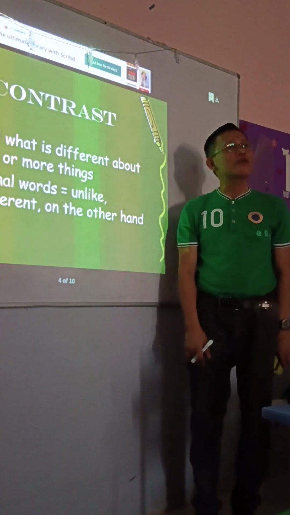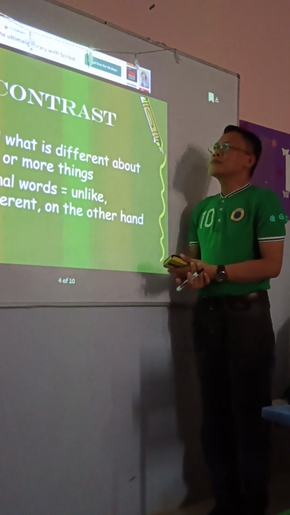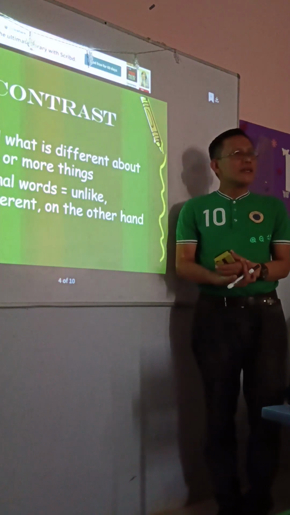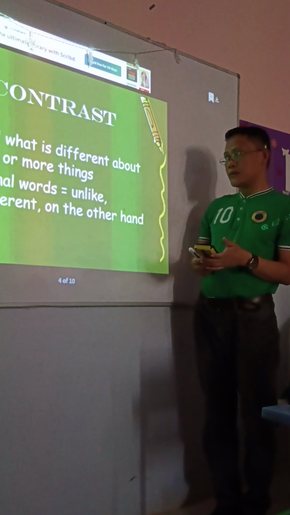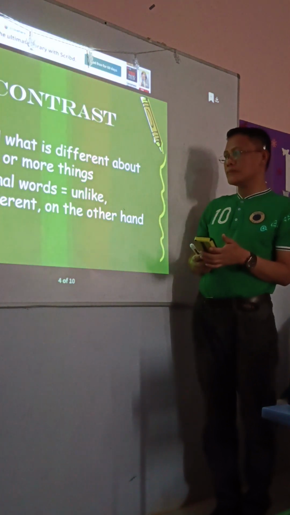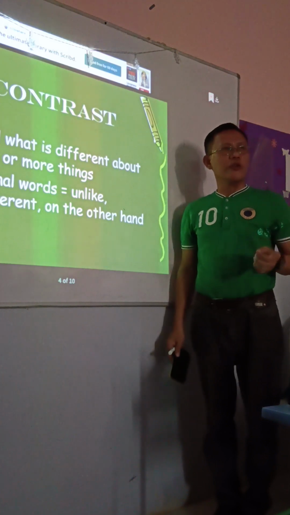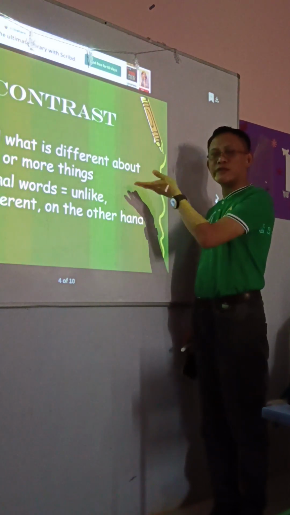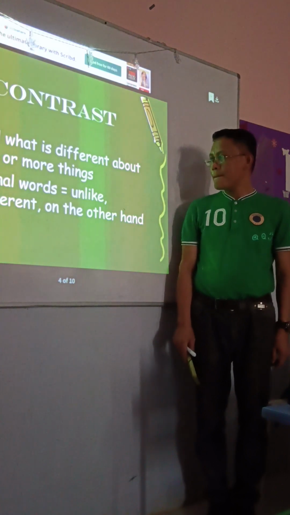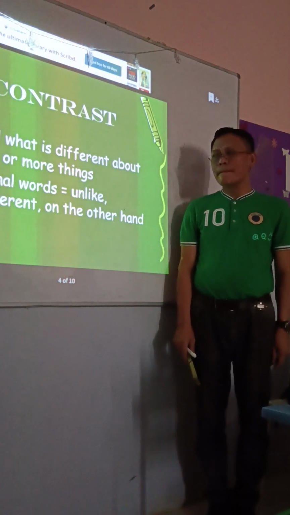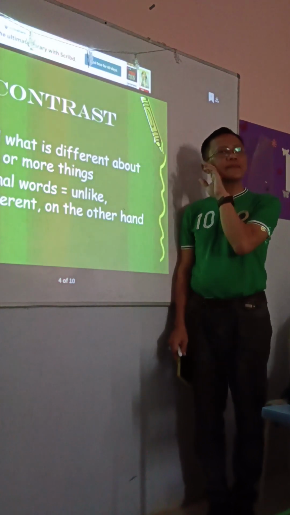Let's proceed to the contrast. Leah. Contrast. Anissa. Contrast tells what is different about two or more things. Signal words: unlike, different, on the other hand. What else can you add for the signal words of the contrast? Anyone who can help Anissa?